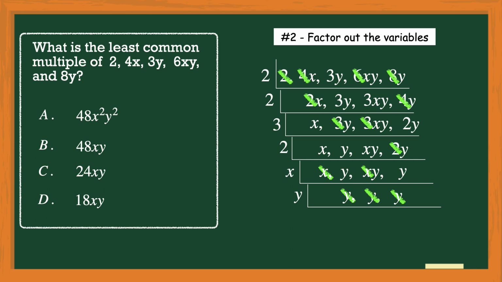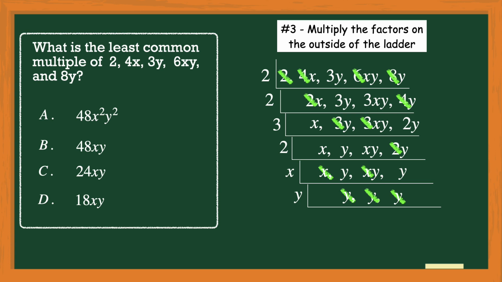The last step is to multiply the factors on the outside of the ladder together. So I'll multiply 2 times 2 to get 4, and then 4 times 3 is 12, and 12 times 2 is 24, and 24 times x is 24x, and I'll finish up by multiplying 24x times y to get a least common multiple of 24xy. Looking at my answer choices, I see 24xy as choice C, and I'm done.